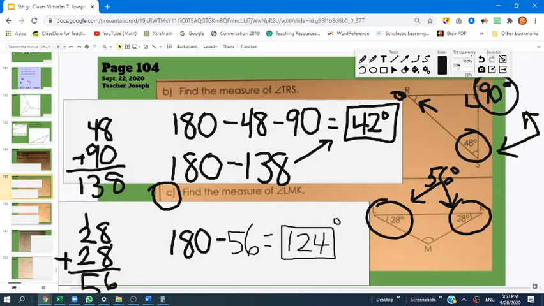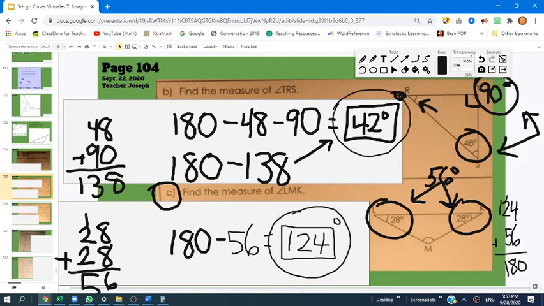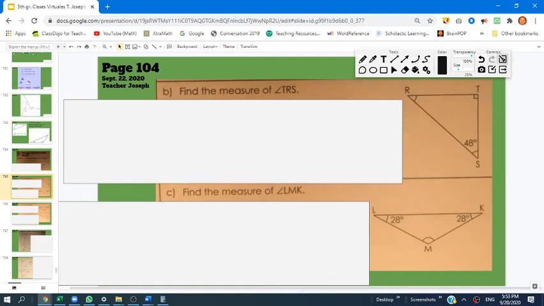Okay, if I didn't know for sure, I could take 124 plus 56 to find out and make sure that that indeed does equal 180. 6 plus 4 is 10. 2 tens plus 1 ten is 3, plus 5 is 8 tens, and 100. So 180 is the total, and I found my angle measurements for these two problems. All right, good. Let's go on to the next part of the page.